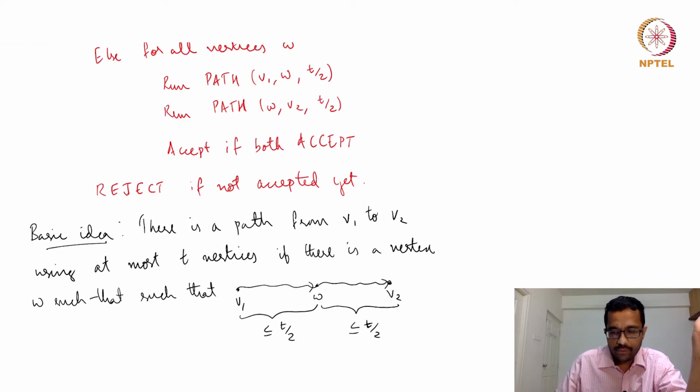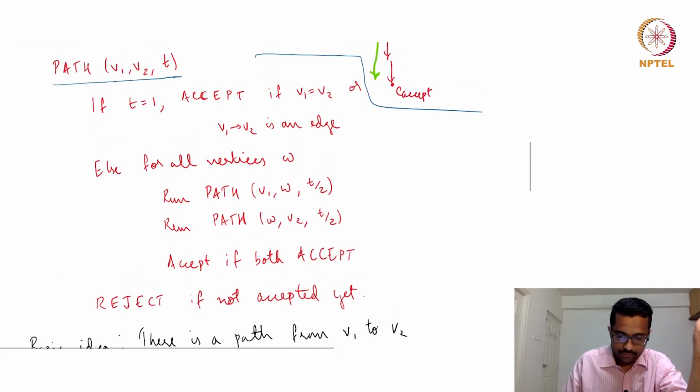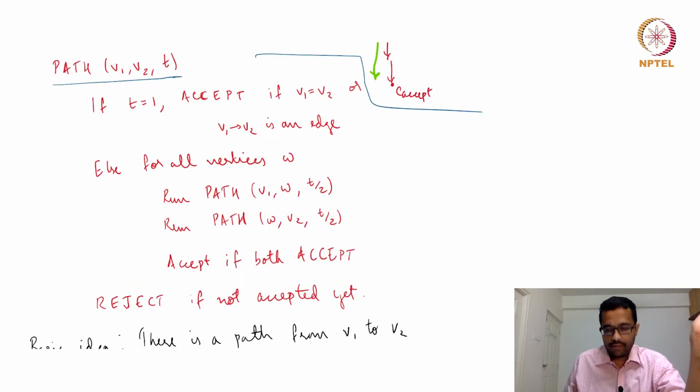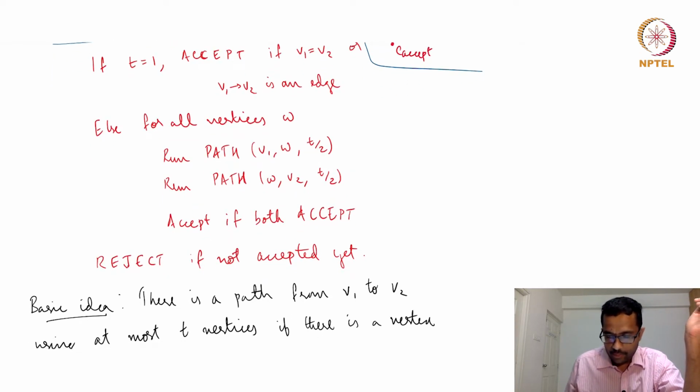v1 to w in t by 2 and w to v2 in t by 2 should both accept, and then we accept the top level call. If both of these accept, we accept, and we reject if even one of them rejects. If for no w this leads to an accept, meaning none of the w can be a midpoint vertex, then there is no path. If for some w this accepts, then we accept. If there is a path, then there has to be a midpoint vertex, right?